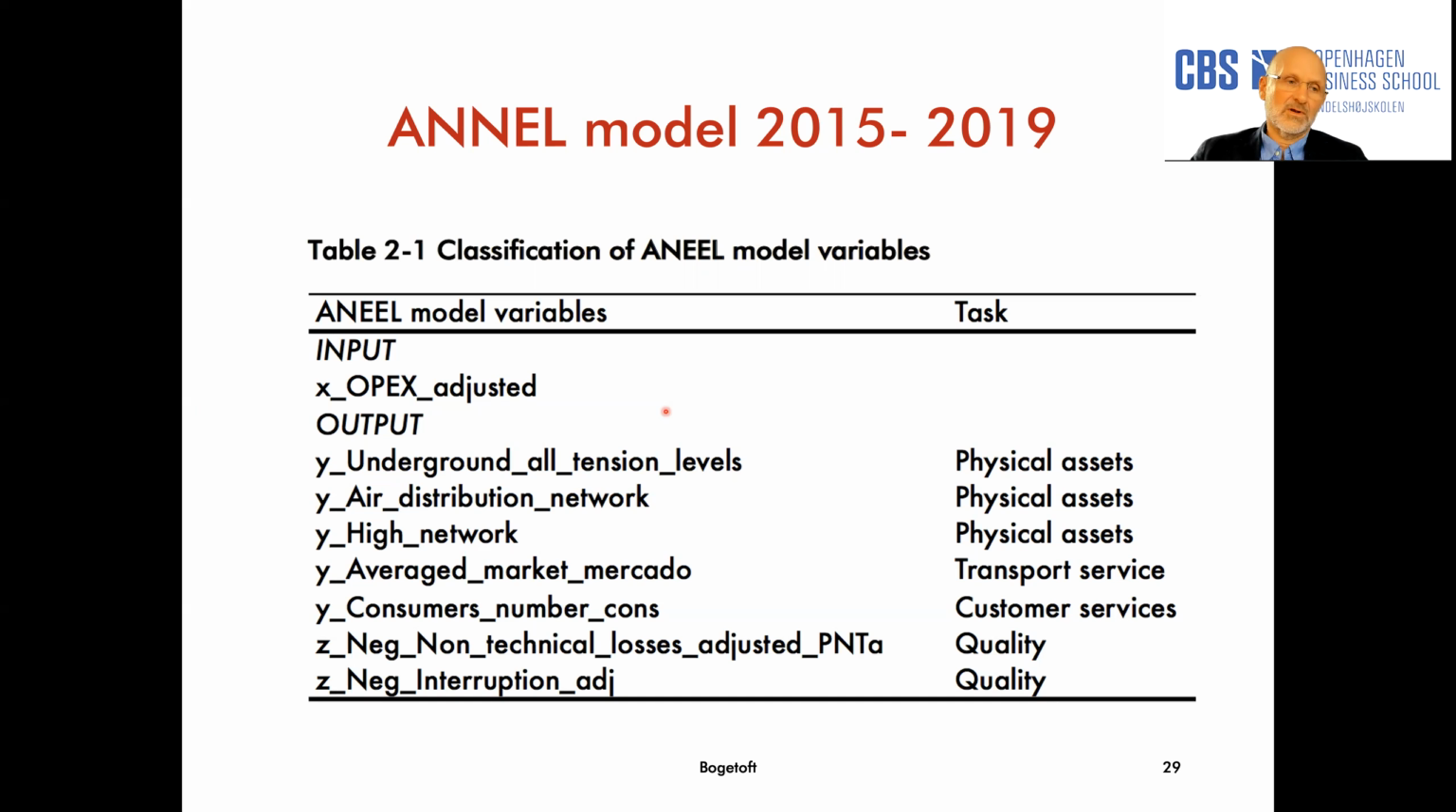In any network, there'll be some losses due to electrical resistance, and that's to a large extent unavoidable. But what happens in Brazil is also that there are some non-technical losses, which is basically that in some areas electricity is stolen from the network. And there's also something about interruption as a negative output. So both of these are kind of negative outputs.